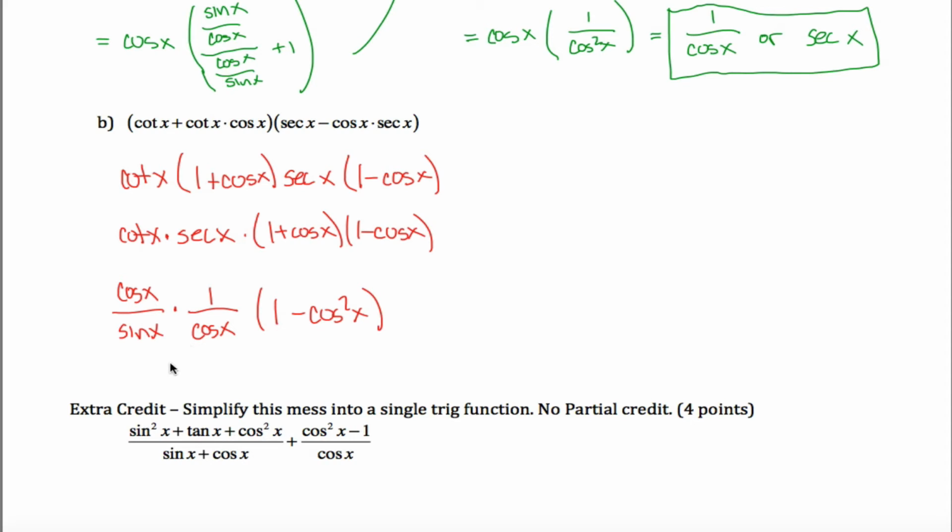These cosines cancel, so I get 1 over sine of x times. And then over here, 1 minus cosine squared, using the Pythagorean identity, that's equal to sine squared. And so I got sine squared x over sine of x, which reduces just to sine of x.